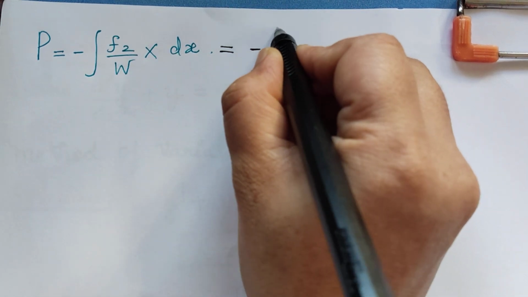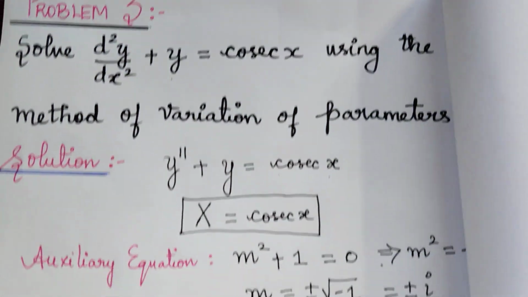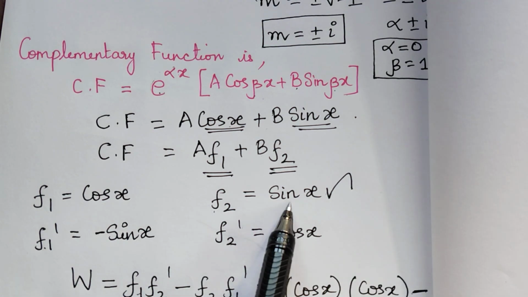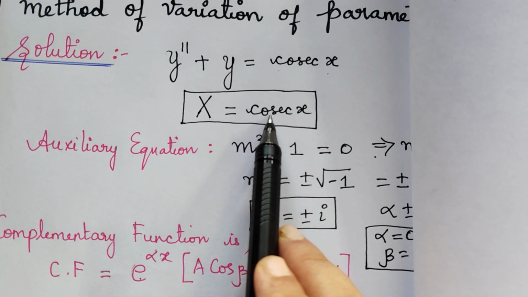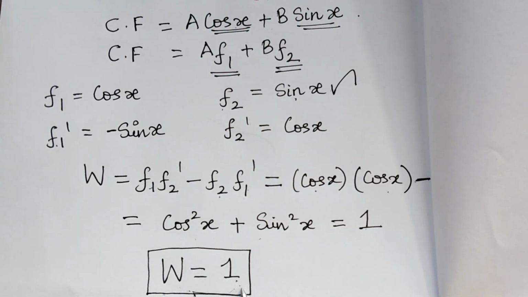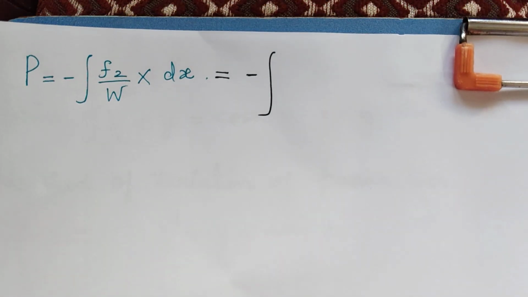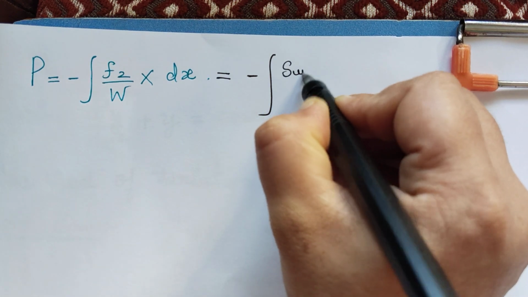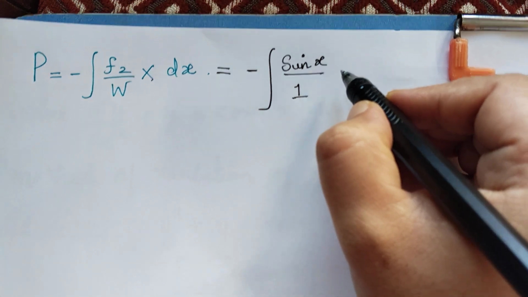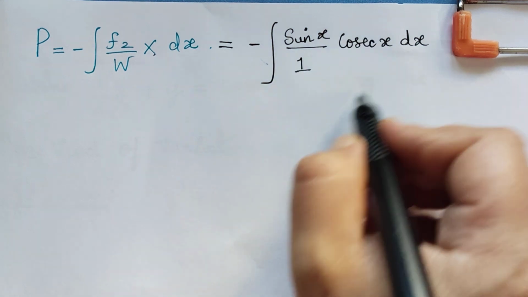So this will be equal to negative integral. What is f2? In our problem, f2 we have already given here. f2 is equal to sin x. So we shall substitute this. And also capital X is equal to cosecant x, and the value of w is equal to 1. So all these three values now we have to substitute. So here we will have f2 is sin x divided by w is 1, capital X is cosecant x, dx.